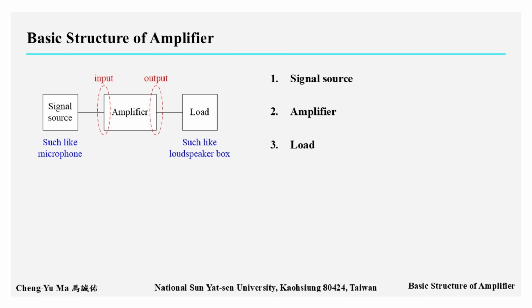The input terminal of the amplifier is connected to the signal source, and the output terminal is connected to the load. For example, sound can be converted into an electrical signal by a microphone. The amplifier then amplifies this electrical signal and sends it to the load for playback. Therefore, for an amplifier, the input terminal is the terminal that receives the signal, and the output terminal is the terminal that sends out the processed signal.